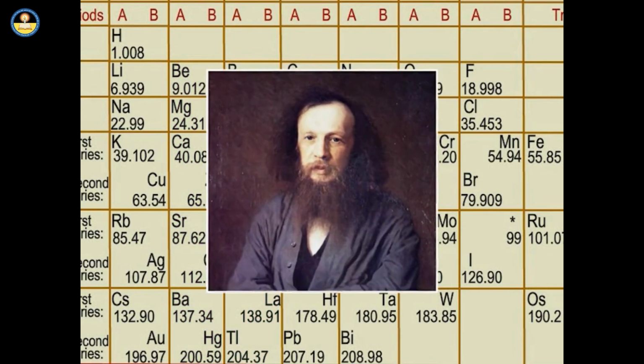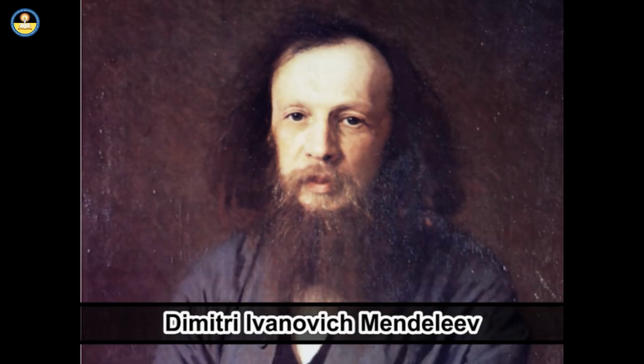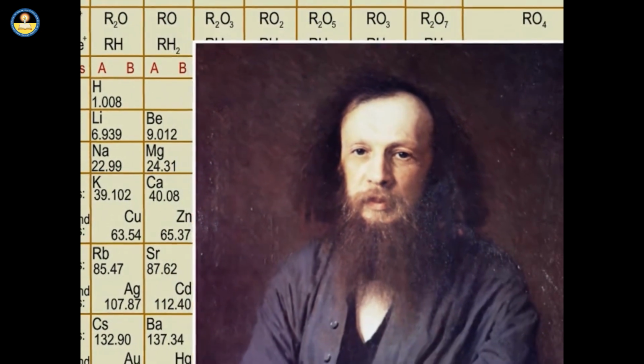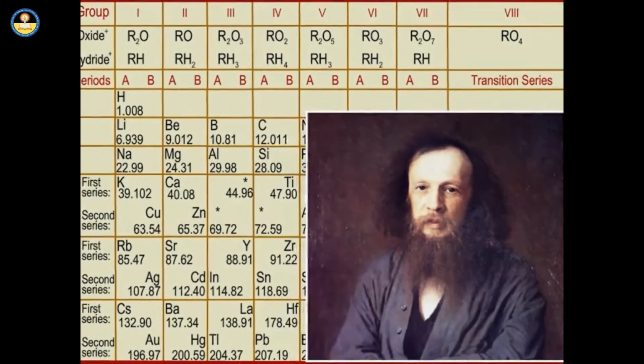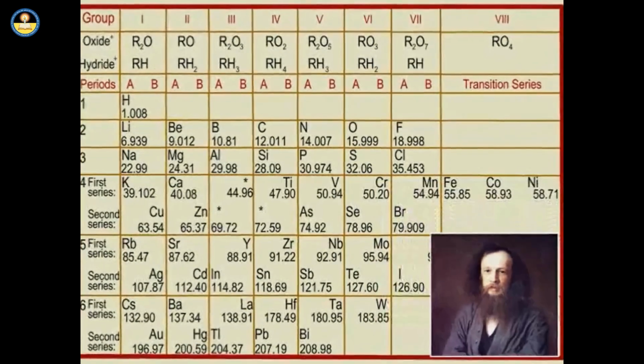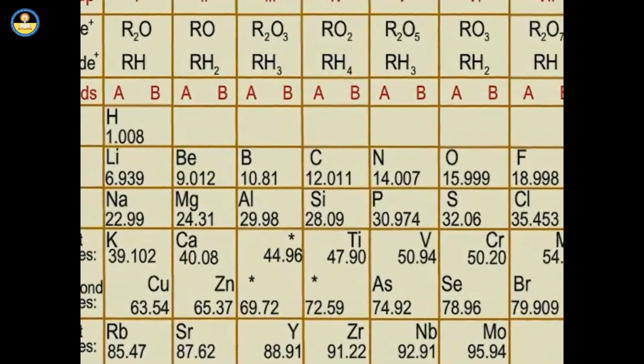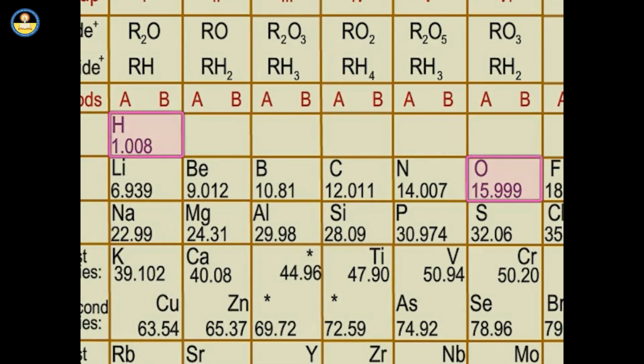The main credit for classifying elements goes to Dmitry Ivanovich Mendeleev, a Russian chemist. He was the most important contributor to the early development of a periodic table of elements. He tried to correlate the atomic masses of the elements with their physical and chemical properties. He selected hydrogen and oxygen as they were very reactive and formed compounds with most elements.